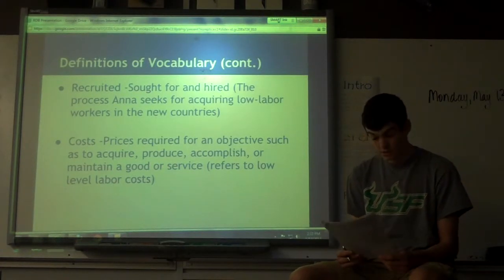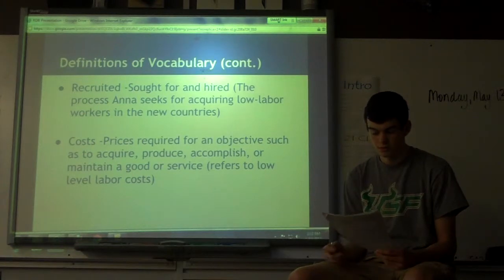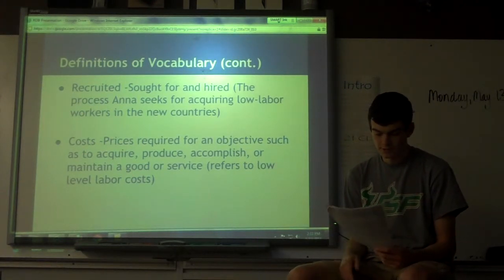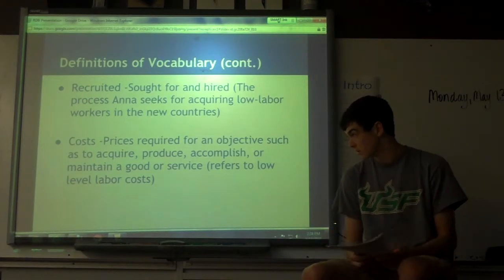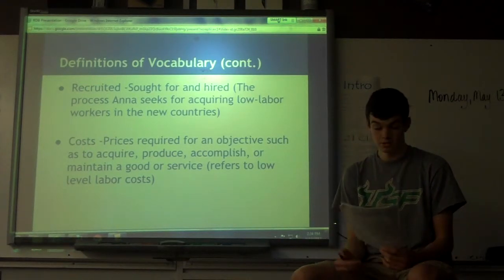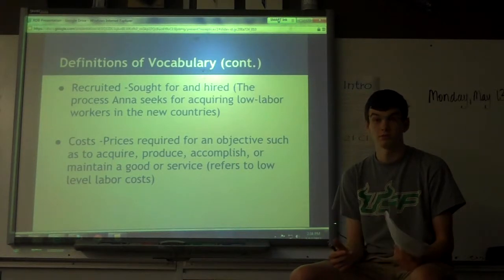And then the last word is costs, which is kind of self-evident, but price. The price is required for an objective, such as to acquire, produce, accomplish, or maintain a good or service. The context for this one is the low-level labor costs. All right. Any questions about those?